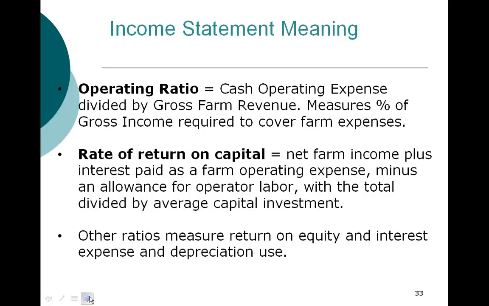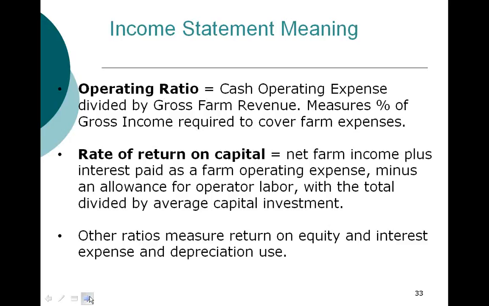A couple of the meanings that we can get from this income statement. One of the interpretations we can see is an operating ratio. The operating ratio is a basic ratio that shows how much of your gross income is required to cover your operating expenses. And it's simply done by the gross cash operating expense total divided by the gross farm revenue.